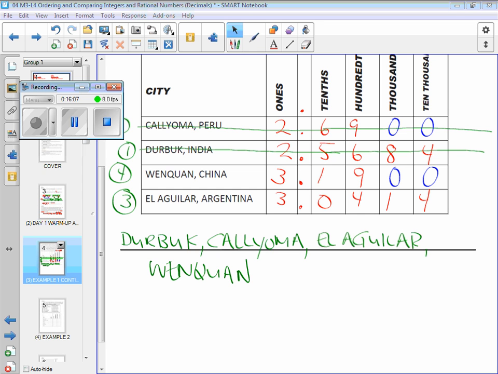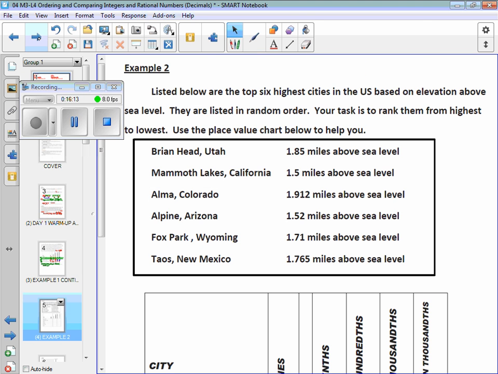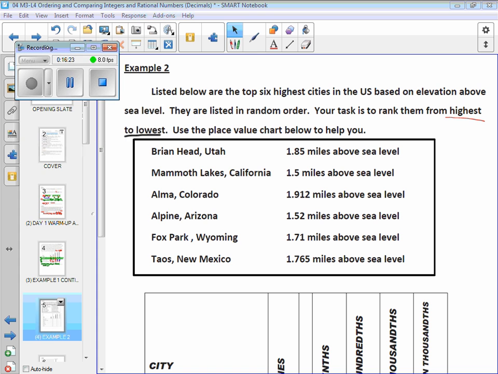What do they want? Highest to lowest or lowest to highest? Okay. Example 2, right? Underline it. I am gonna check. I want to make sure. No, we're gonna do it together.